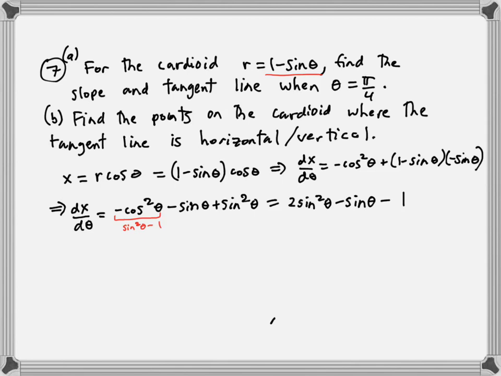So that's dx d theta. What about dy d theta? Well, let's write down what y is. Y is equal to r times sine theta. That's 1 minus sine theta times sine theta. So I'm ready to take my derivative. Let me actually do that on the next line here.